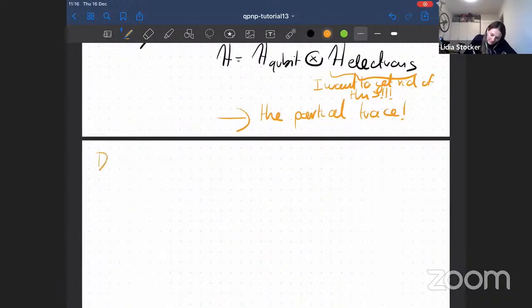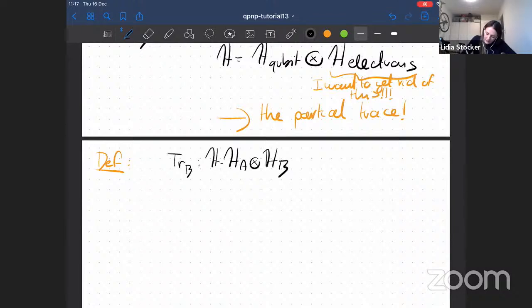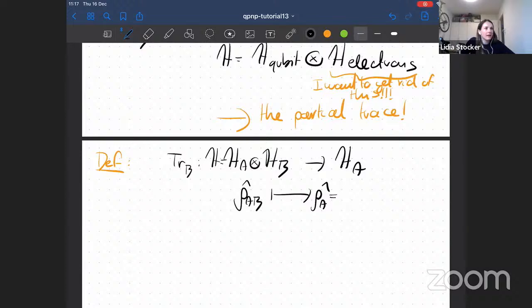So the definition is an operation. If I trace out B, this operation brings me from the total Hilbert space H to only the Hilbert space of Alice, A. And it maps my density matrix on the whole system to the density matrix on A, which is defined as follows, and then we will look at what this operation exactly means. rho AB. So this is the density matrix, and then here I apply again what's on the left side.